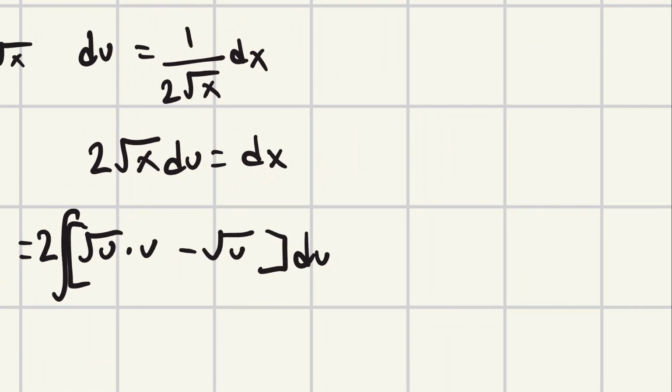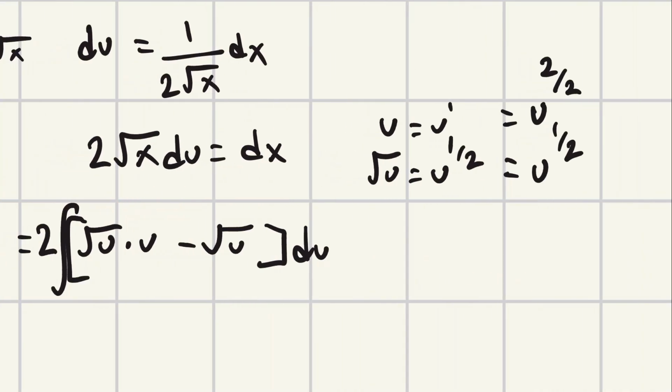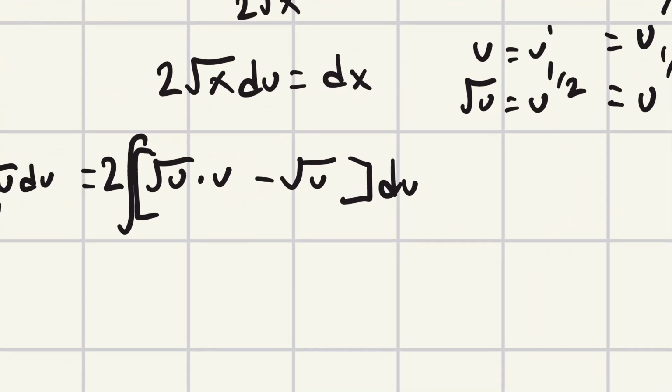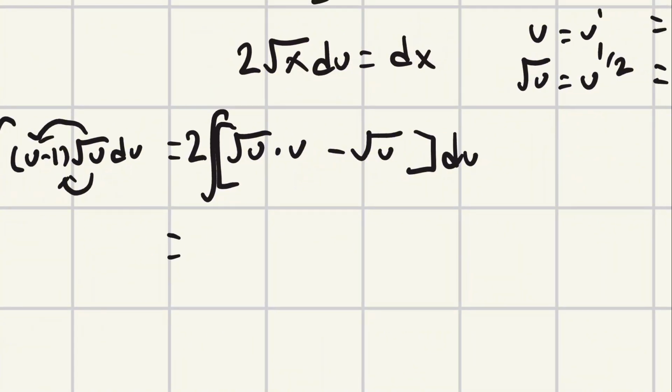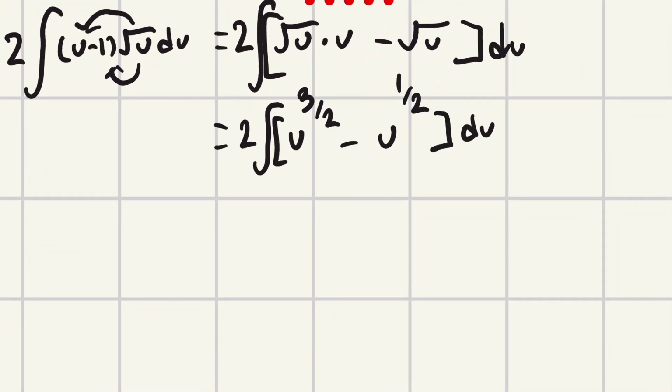Now square root of u times u is just algebra, right? u, remember, by itself is just equal to u to the power 1, and then square root of u is equal to u to the power 1 half, right? Now you can write 1 as 2 over 2, and then we can keep this as 1 half. Since we're multiplying these together, we're going to simply add 2 over 2 plus 1 over 2. We are going to obtain 3 over 2. Minus u to the power 1 half. Cool, right? And now we can integrate this.